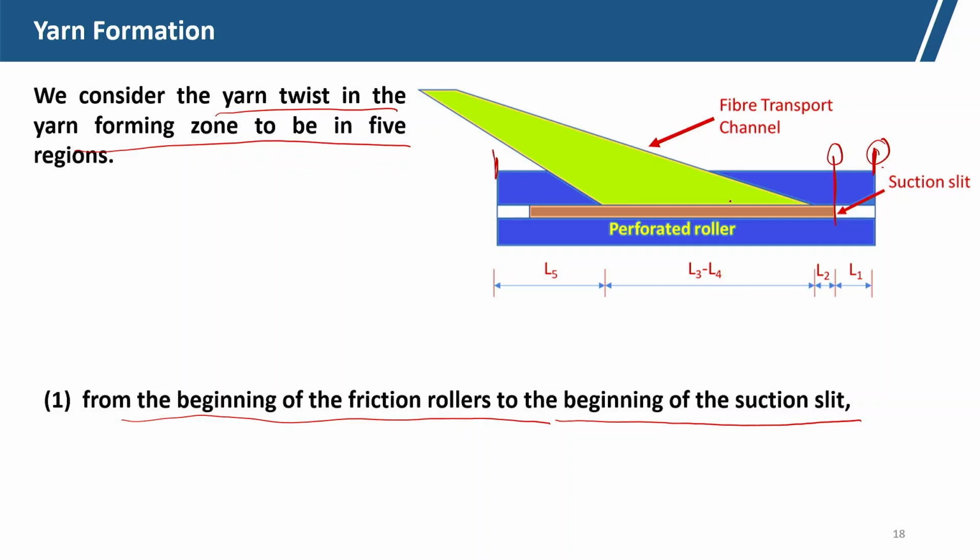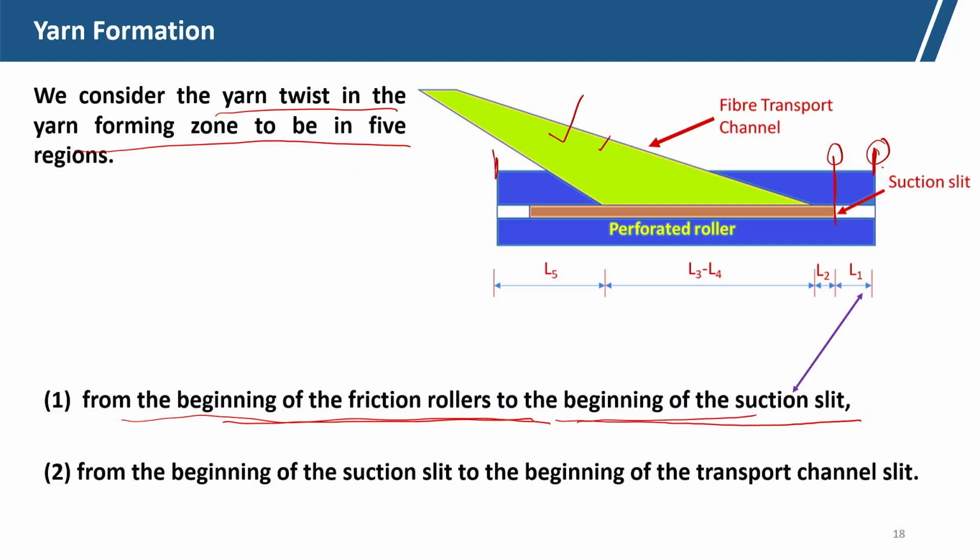You can see the green color shows the fiber transport channel, and the fiber transport channel is not feeding fiber to the entire length of the perforated roller. Within the suction slit, only some portion is where the fibers are being fed. So L1 is the zone from the beginning of the friction roller to the beginning of the suction slit. This is zone 1.